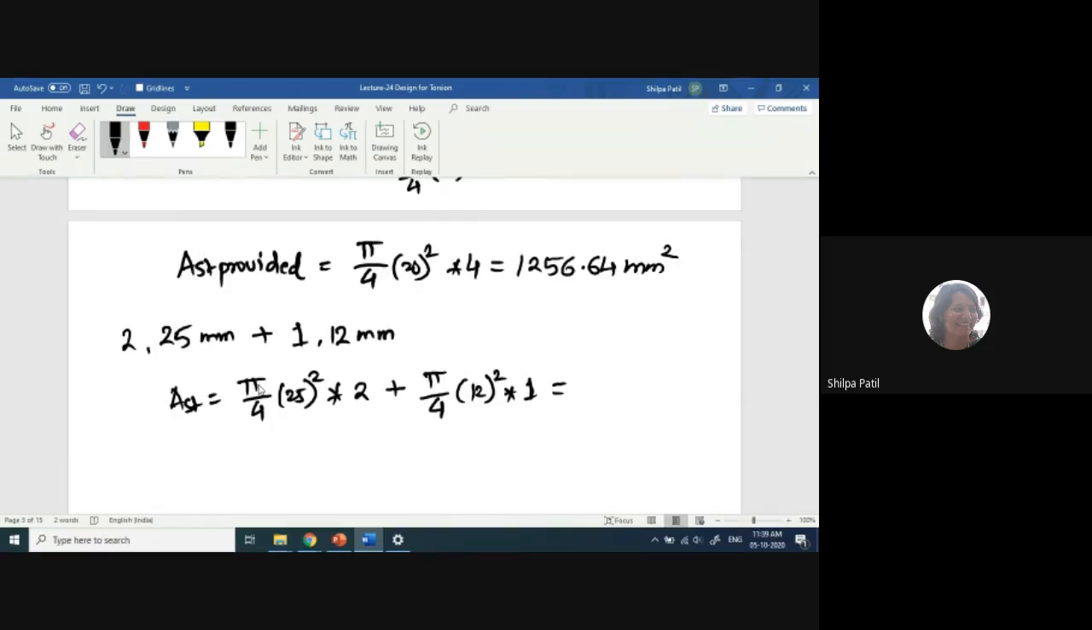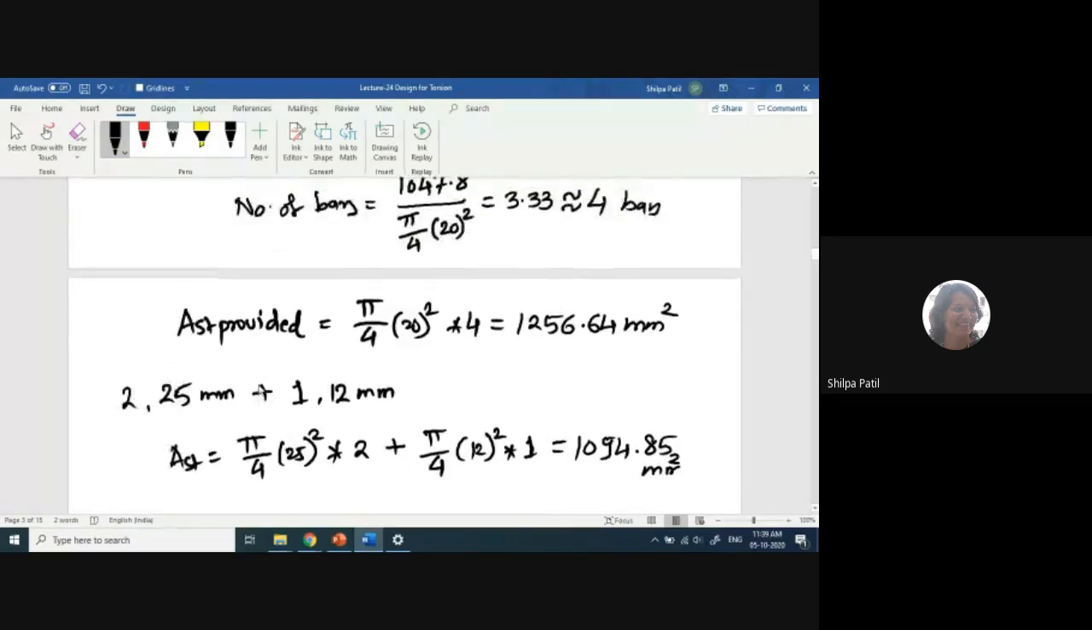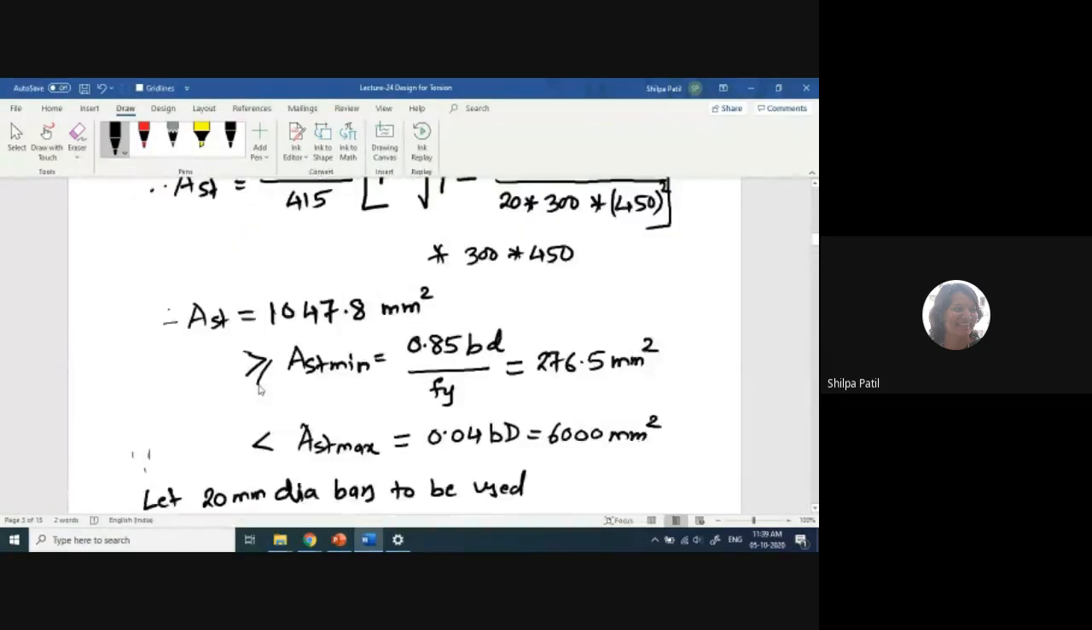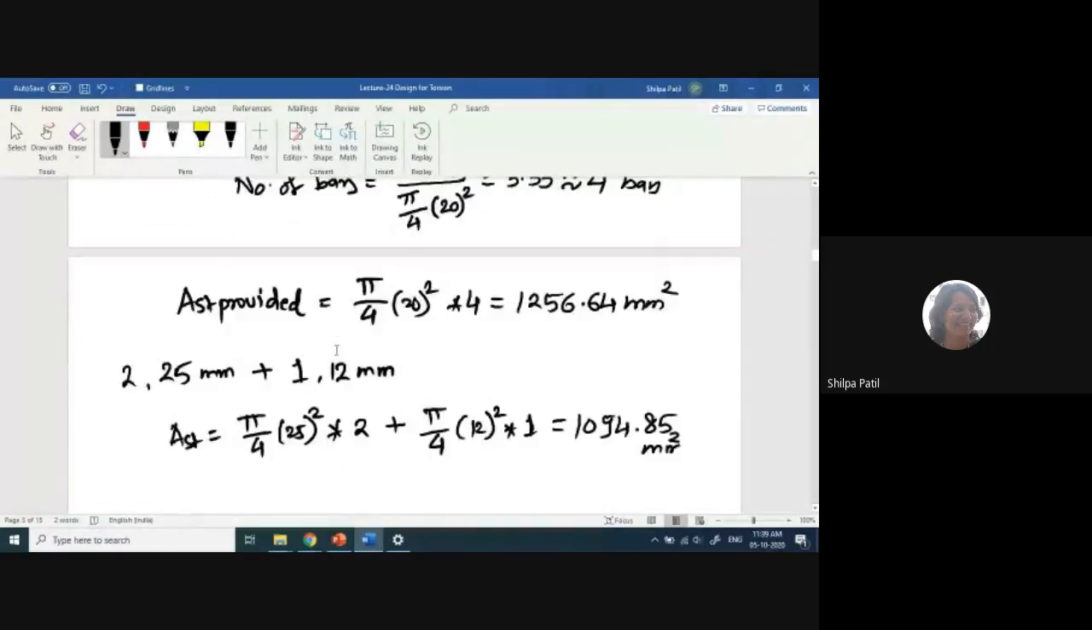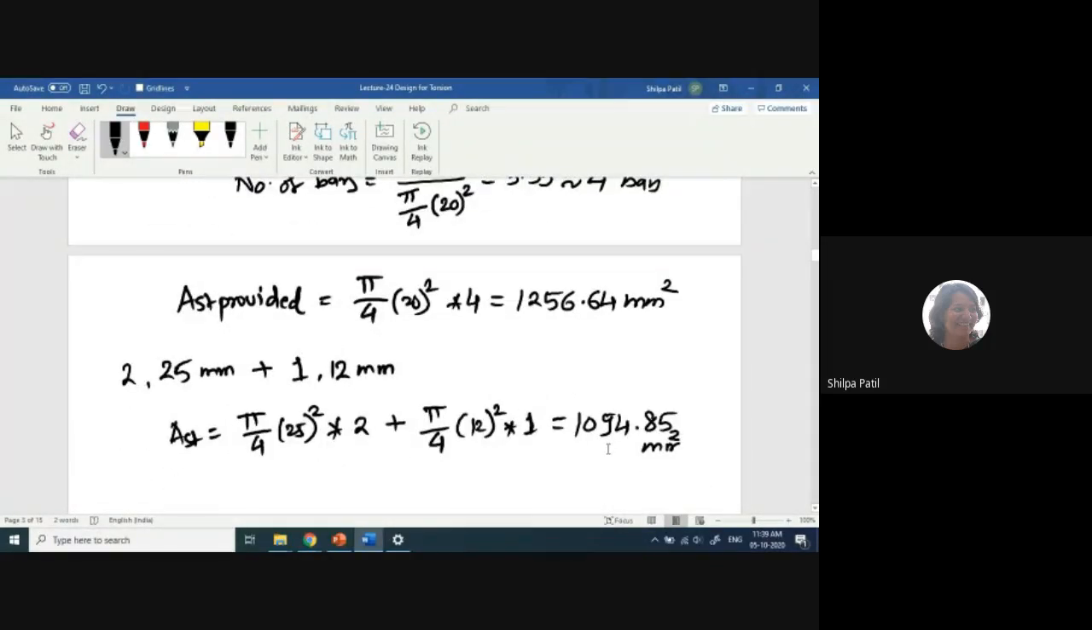Tell me the value. 1094.85 mm square. So this is now sufficient as compared to the required one. The required one is 1047.8 and we are providing 1094.85. So this is perfectly all right.